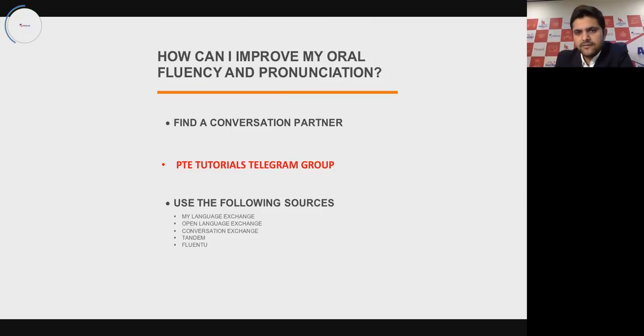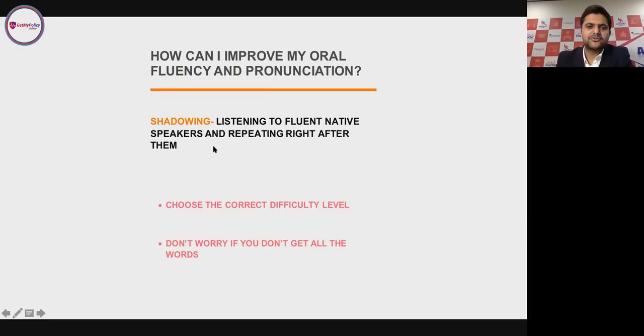The first technique is the one that most of my students have used. I personally recommend it, and it is one of my favorite techniques: shadowing. What is the meaning of shadowing? For people who do not have an idea about shadowing, let me explain it very briefly. Shadowing is listening to fluent native speakers and repeating right after them.